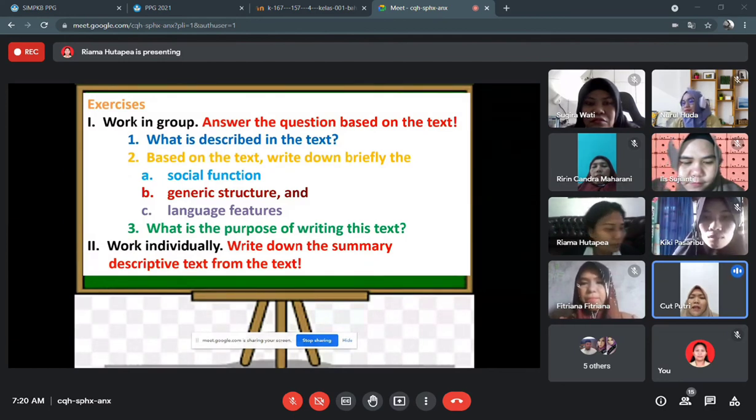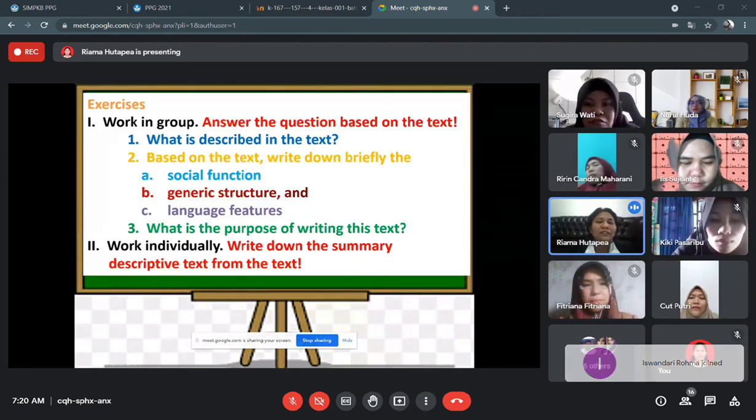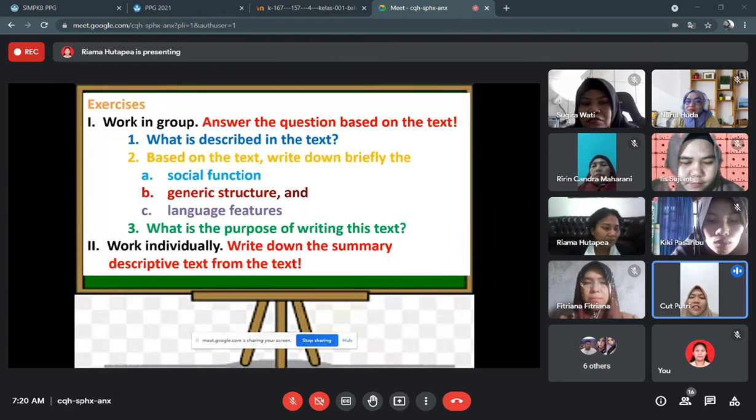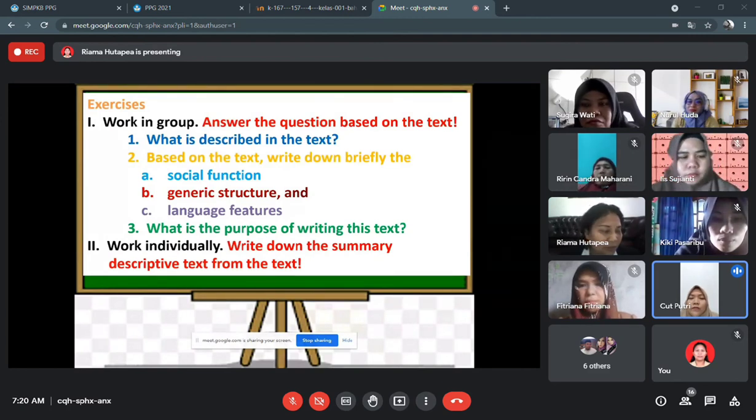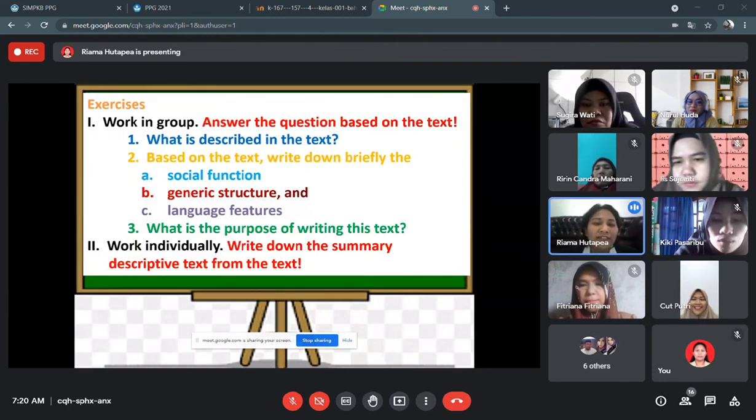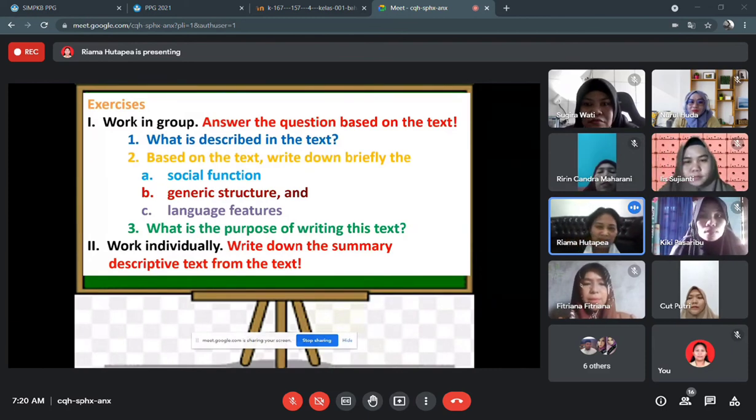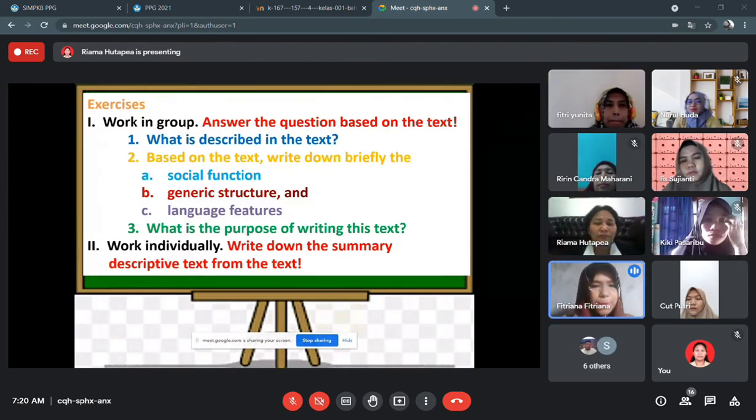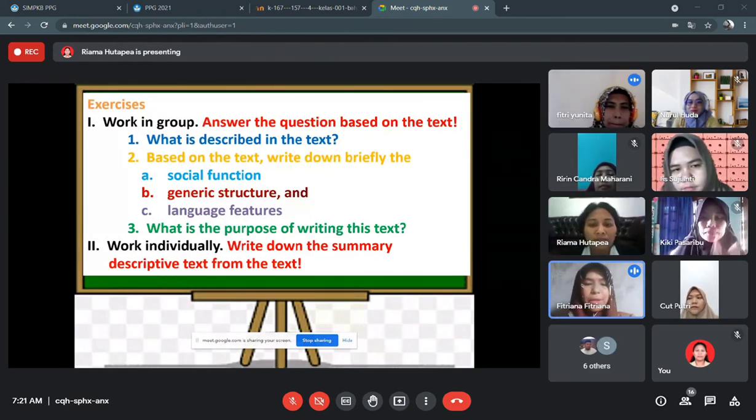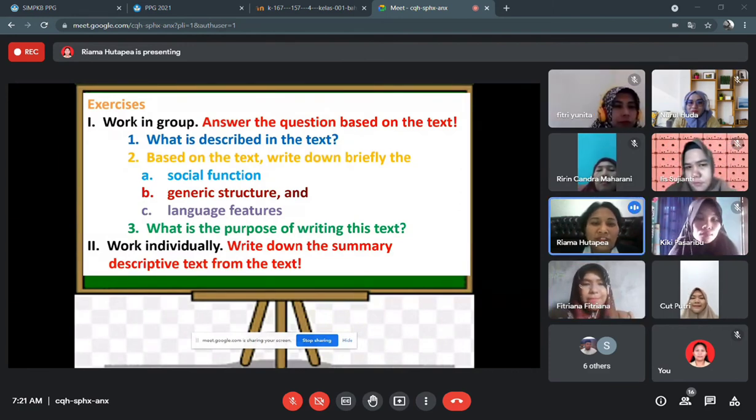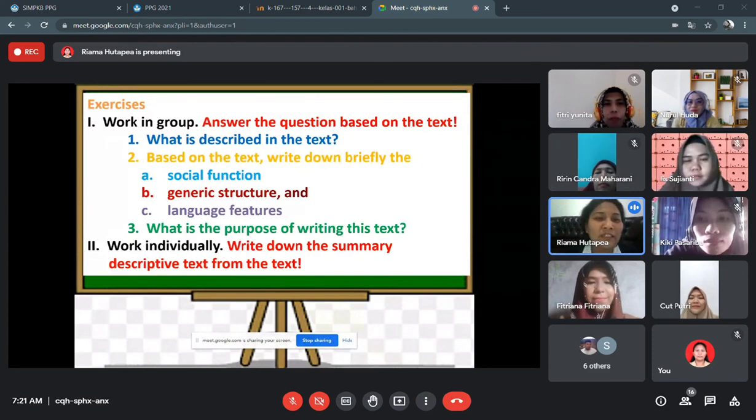Itu bacanya berapa, ma'am? Around 70,000 until 75,000 years ago. Okay, good. As a result of the volcanic eruption, this beautiful Lake Toba was formed. Okay, very good. Thank you, ma'am. That was the first paragraph. Well, we continue to question number 3. Group 2, maybe Fitriana, can you read? Yes, ma'am. The purpose of the text is to inform the reader about Lake Toba. Okay, very good. So, that is your exercise in group.